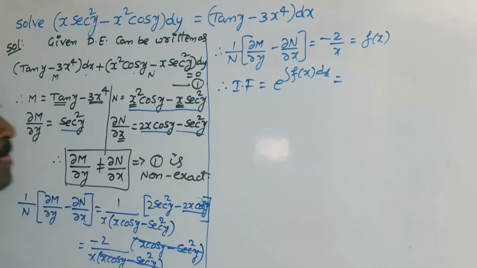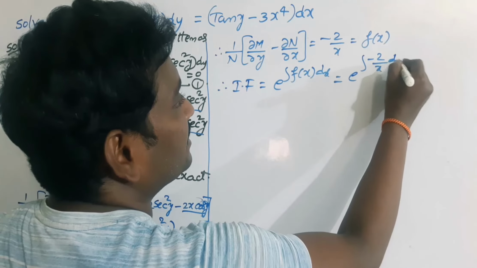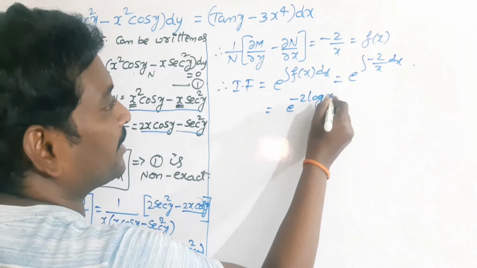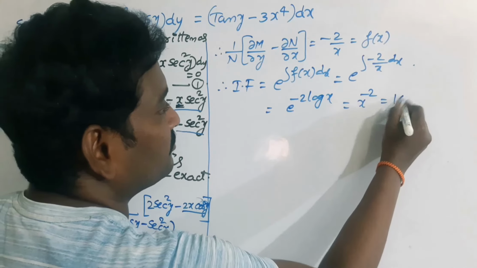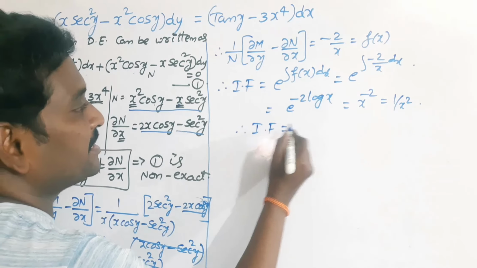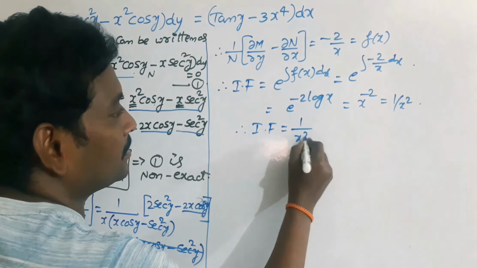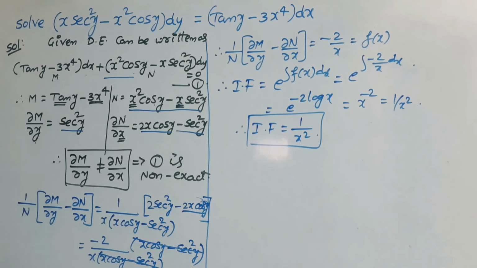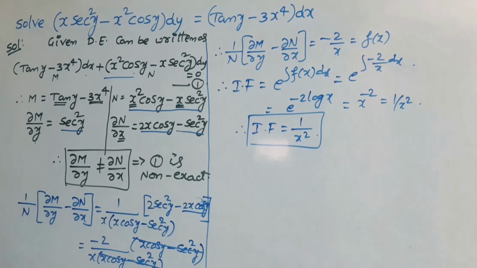Okay, fourth type. So e power integral minus 2 by x dx, that is equal to e power minus 2 log x. It can be written as x power minus 2, it would be 1 by x square. So however, finally we get that integrating factor of given non-exact equation is 1 by x square. Immediately you can multiply the given non-exact equation to make it exact. You will get non-exact equation is exact now.